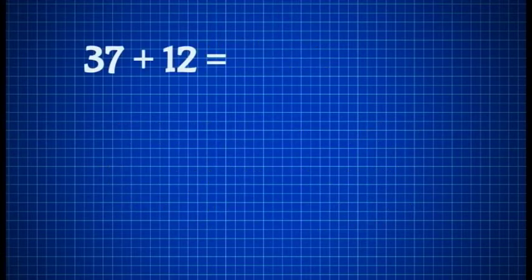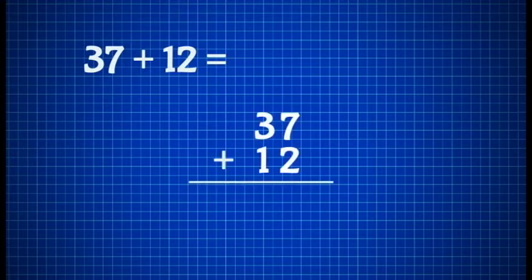Let's start with an example, 37 plus 12. Well, we start by lining up 37 and 12 with ones place and tens place on the same row. We start with the ones place. 7 plus 2 is 9. And we move on to the tens place. 3 plus 1 is 4. Combine them together is 49.